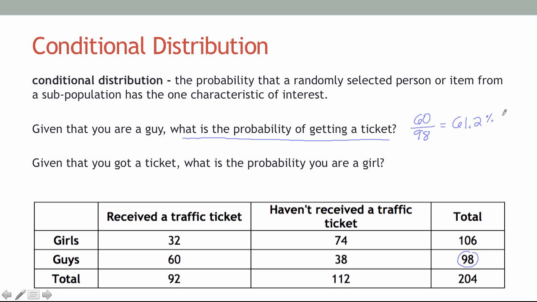It's a pretty high probability, right? Given that you're a guy, what is the probability you're going to get a ticket? That's pretty high, 61%. Now let's take a look at this question.